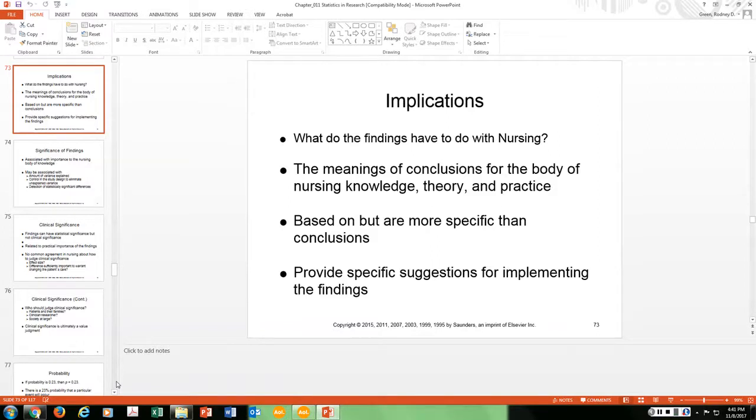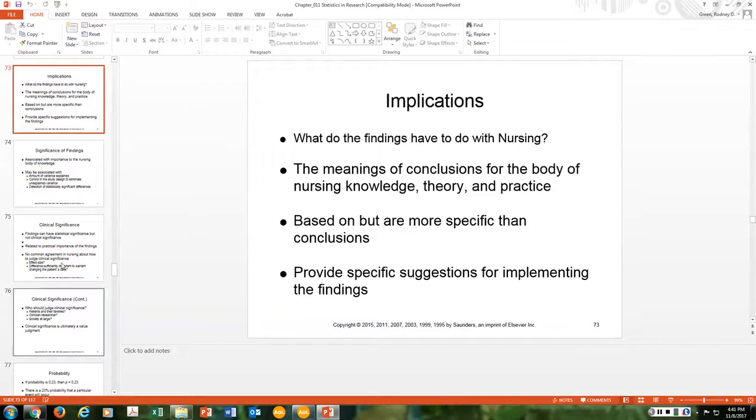Implications. That is another section. What do the findings have to do with nursing? The meanings of conclusions for the body of knowledge, nursing knowledge, theory and practice. It's based on, but more specific than, conclusions, and they provide specific suggestions for implementing the findings.